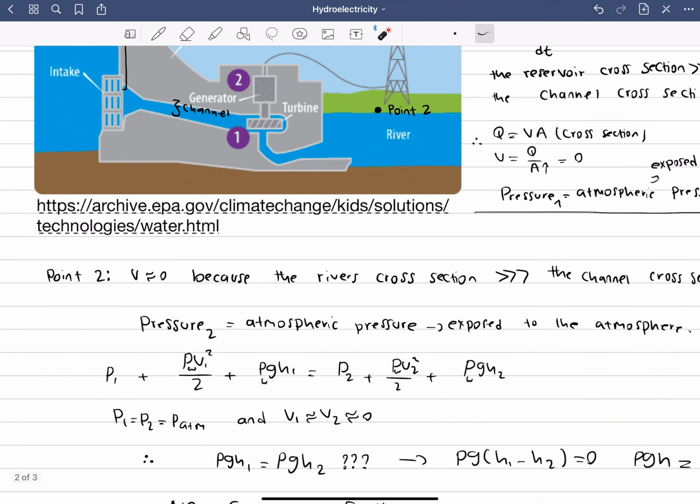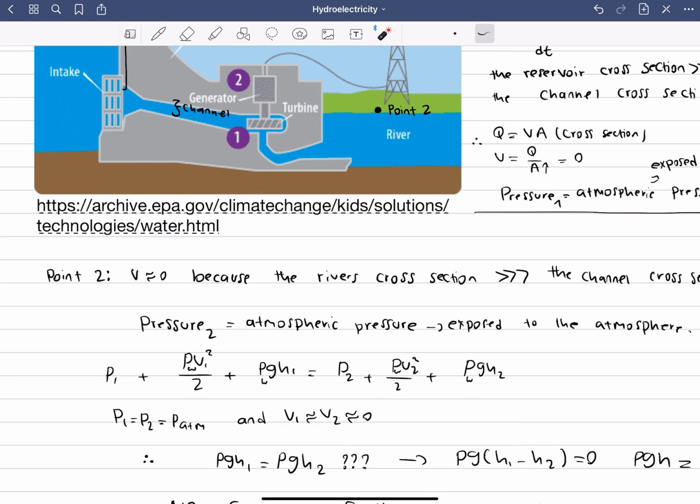Writing down Bernoulli's equation gives us P1, which is the pressure at point 1, plus rho V1 squared over 2, plus rho G H1, equals P2 plus rho V2 squared over 2 plus rho G H2. The two pressures are the same, equal to the atmospheric pressure, so we can cancel them out.